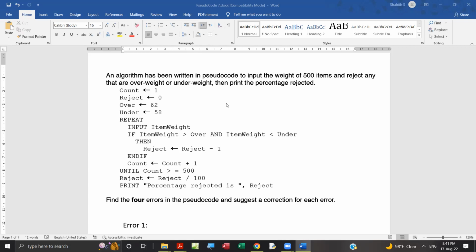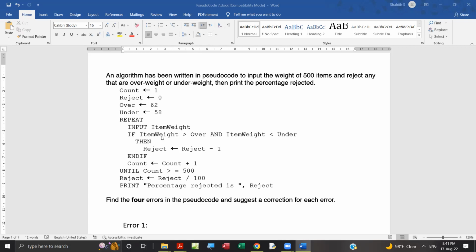Okay. So at first here, count is set to 1. Reject is initialized to 0. Over weight is assigned 62, so this is a constant. Underweight is also initialized to 58. So repeat until is used, a post condition loop. Input item weight.